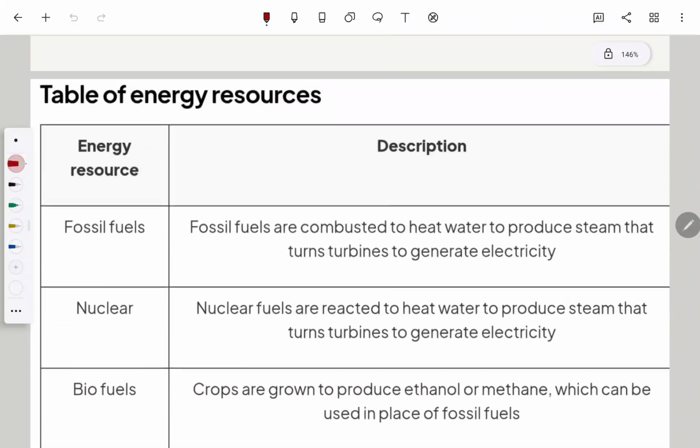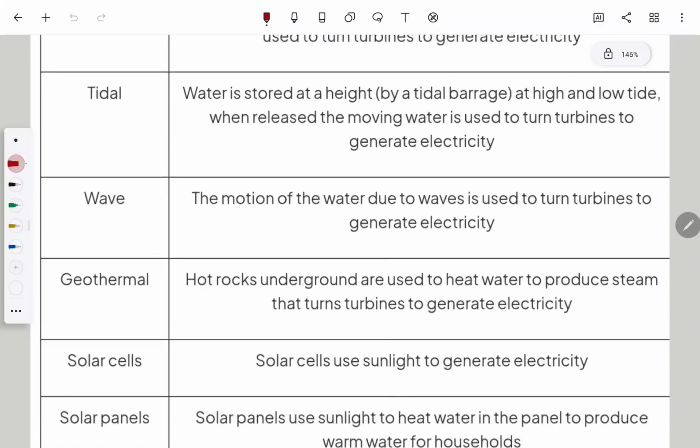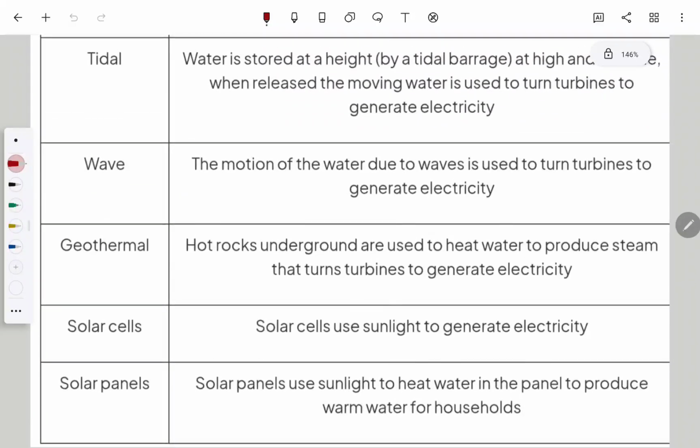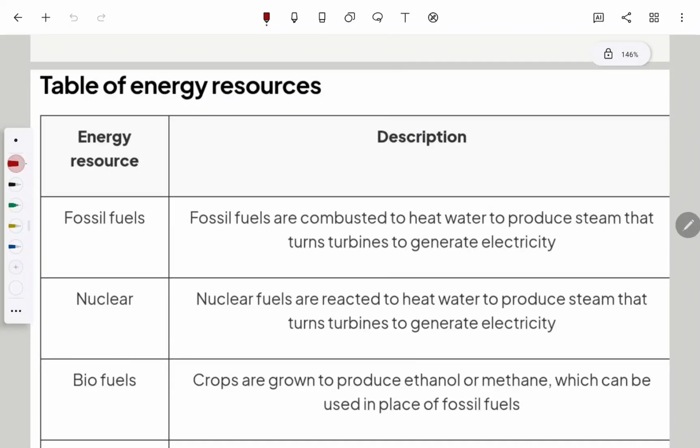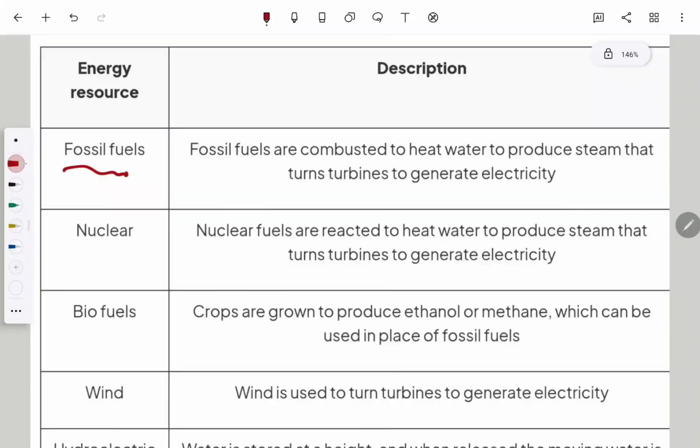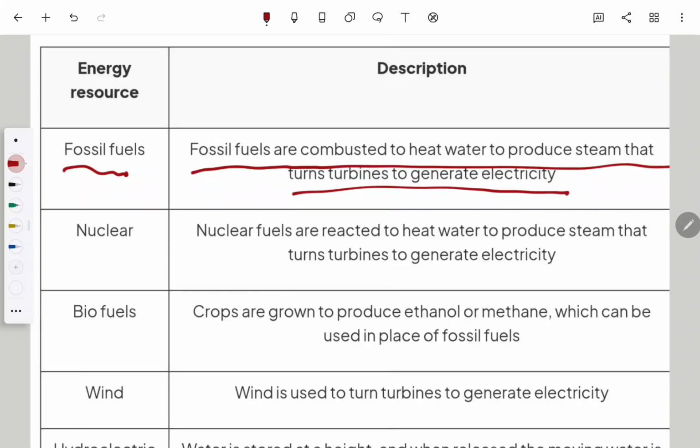Finally, we need to have a comparison. I've placed a table right here so we can read through it quickly. This table just gives you a quick description of every one that we spoke about from the energy resources. Starting with fossil fuels, it says that fossil fuels are combusted to heat water to produce steam that can turn the turbine and generate electricity. So you need to heat them up.